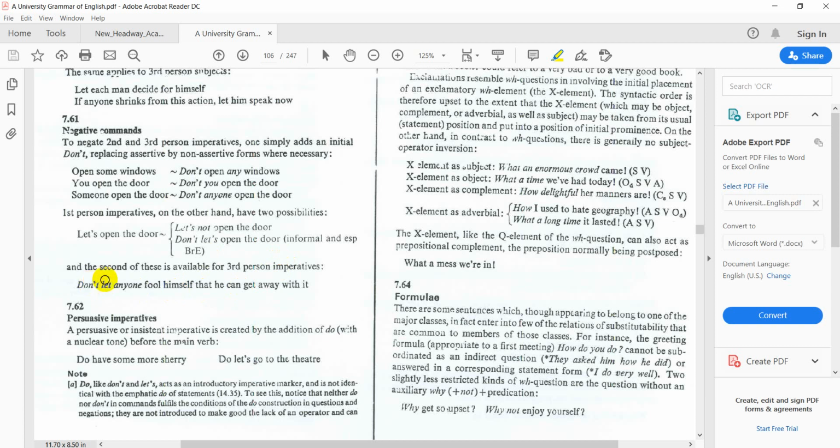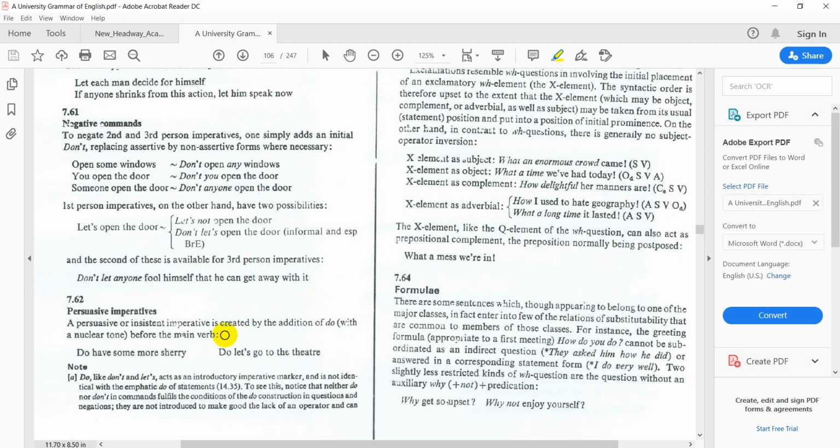And the second of these is available for the third person imperatives. So I have a third person, and I can use this second one also for the third person imperatives. So: "Don't let anyone fool himself that he can get away with it."